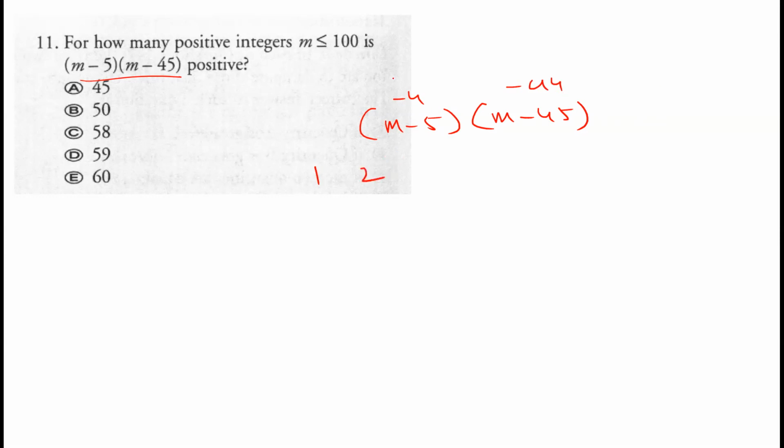If it is 2, then this would be minus 3. This would be minus 43. Again, it will be a positive number. If this is 3, this would be minus 2.